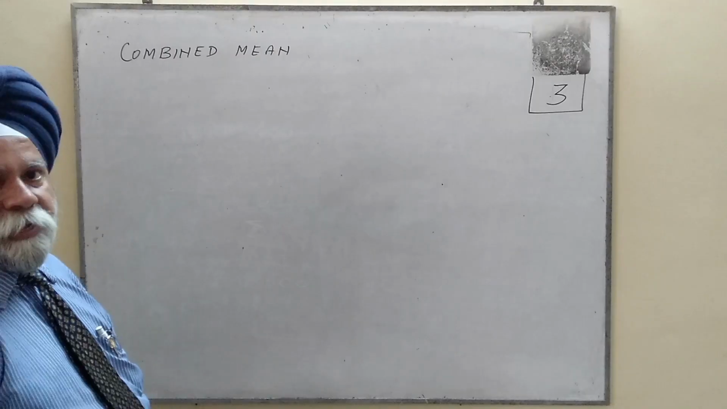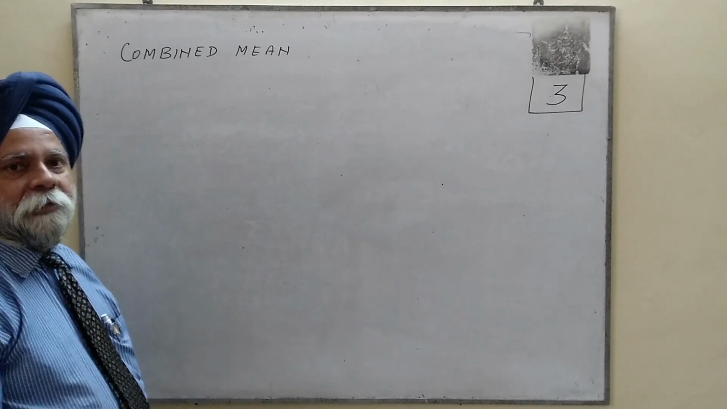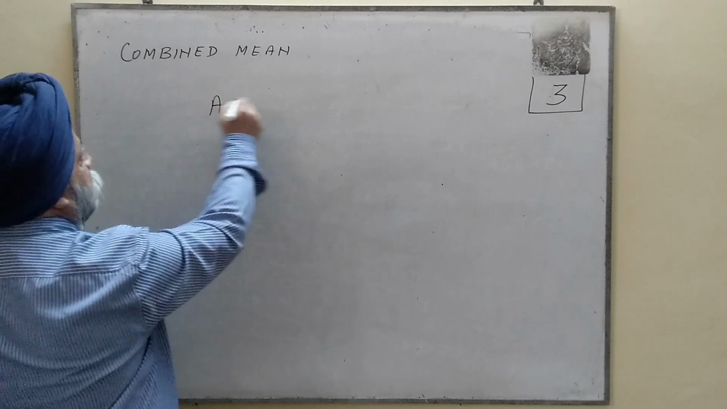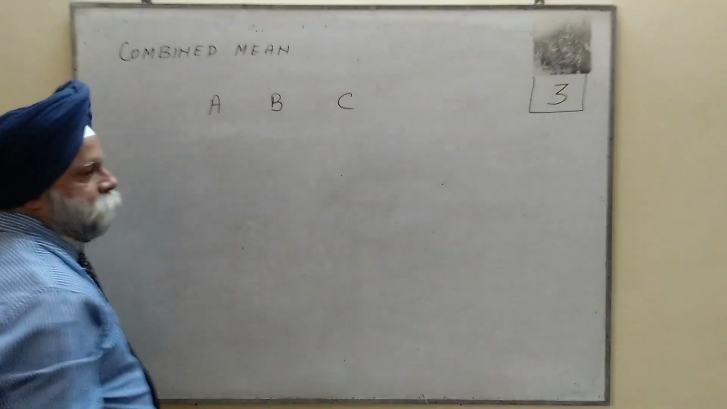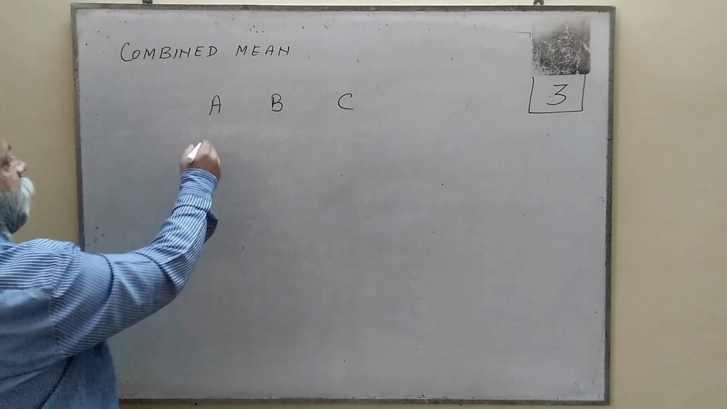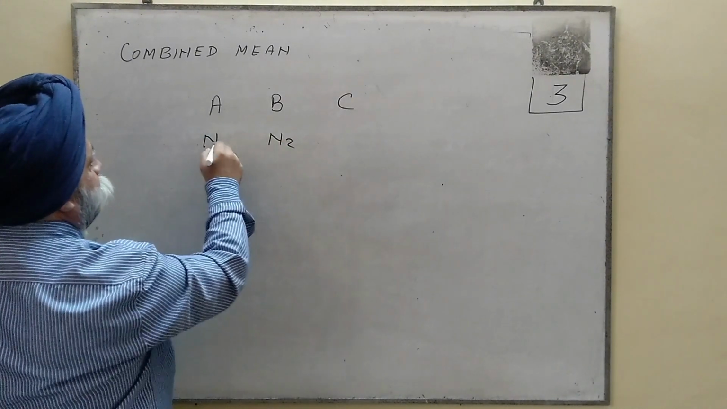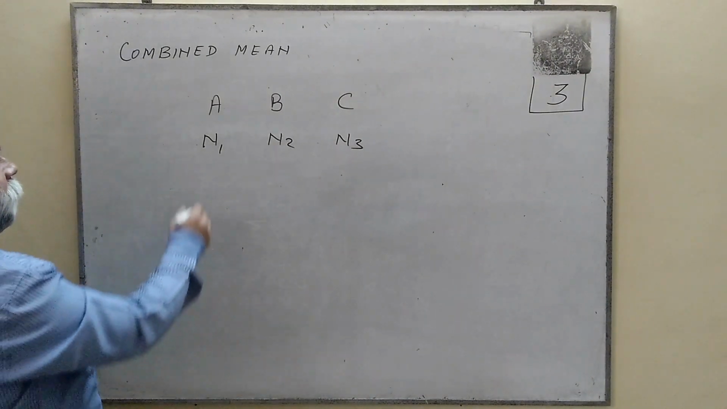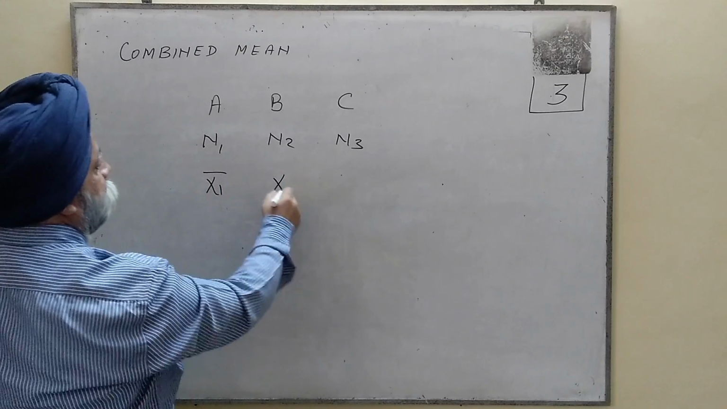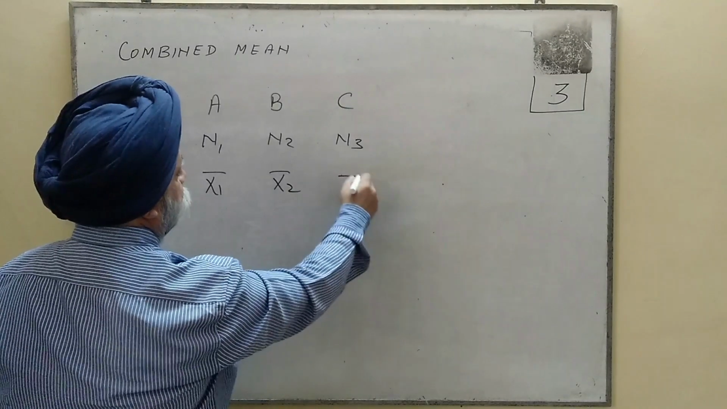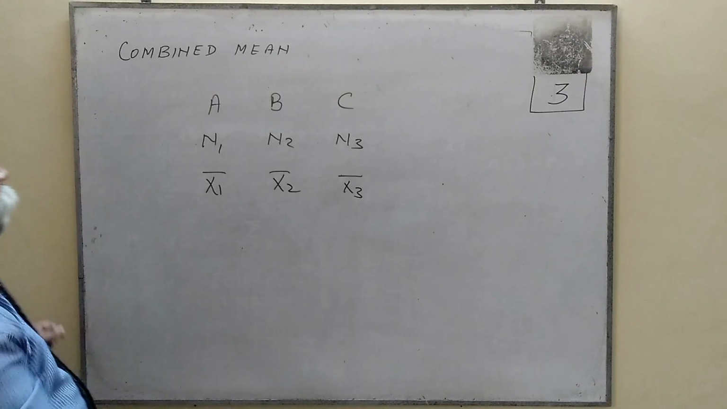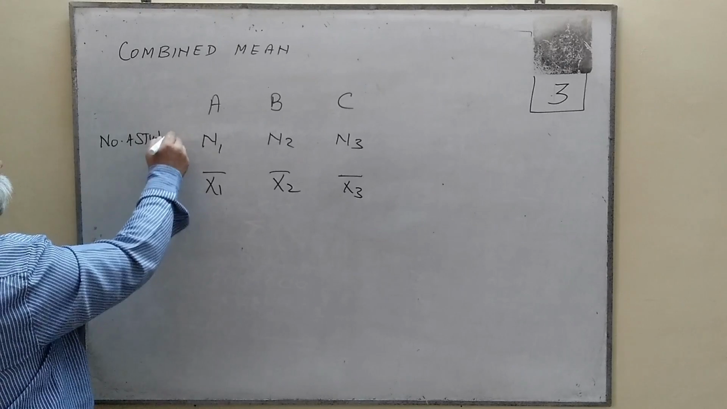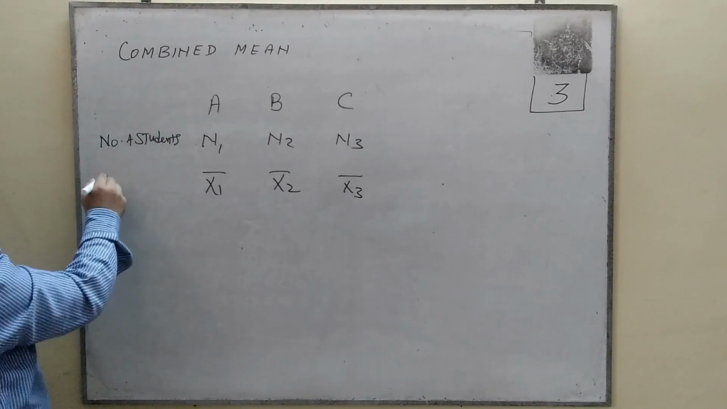Now the next topic is combined mean. The formula used for the combined mean is this: let us take A, B, C as three sections, and N1, N2 and N3 students are studying there. The average marks in mathematics are X1 bar, X2 bar and X3 bar. These are the average marks, this is the number of students, and this is the mean marks.